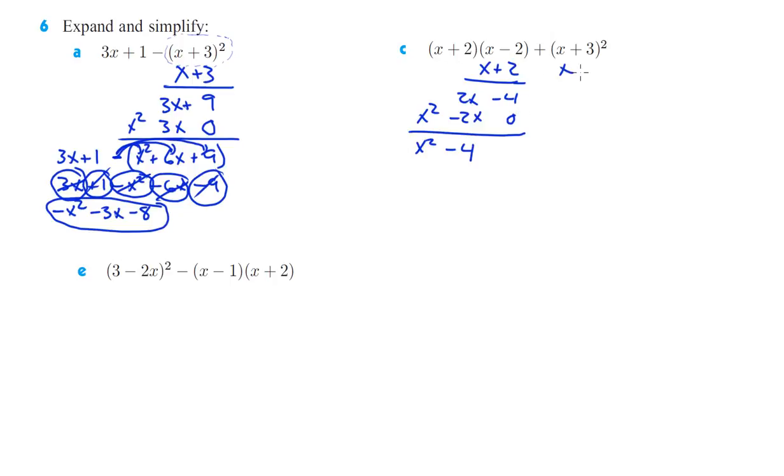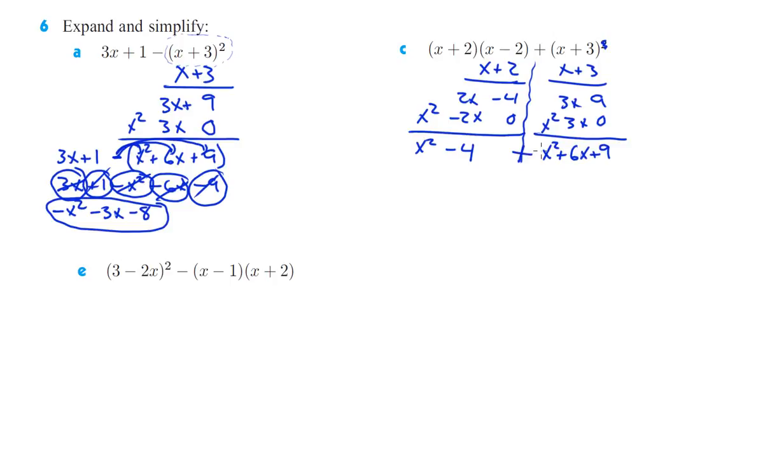Now I'm going to simplify this one. x plus 3 and x plus 3. 3 times 3 is 9. 3 times x is 3x. x times 3 is 3x. And then x times x is our x squared. All right, I'm just going to draw a little line down there to make sure I don't start adding two things together. 3x and 3x is 6x. And we got x squared here. So now we have this turns into x squared minus 4. This turns into x squared plus 6x plus 9.